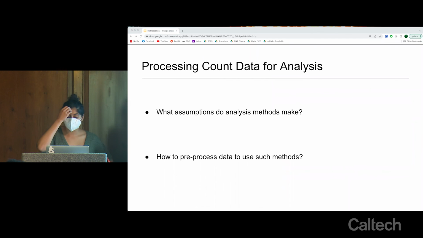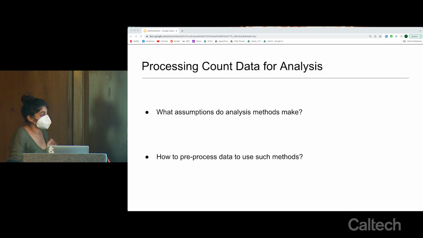So then, for actually using this count data, we need to look at the assumptions the analysis methods we're using are making, and then determine if the data in its current state will work for that, or if that method actually makes sense.